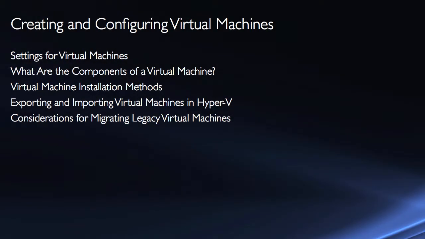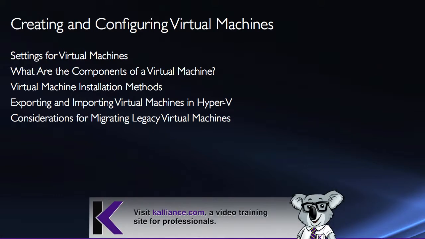In this lesson now, we want to look at creating and configuring virtual machines. So now that we've got some hard drives created, we can build our virtual machines. First we'll look at the settings for VMs, and then we'll look at what are the components that make up a virtual machine. We'll look at virtual machine installation methods. There are many different ways that you can deploy and create virtual machines. Exporting and importing virtual machines in Hyper-V, and then considerations for migrating legacy virtual machines.